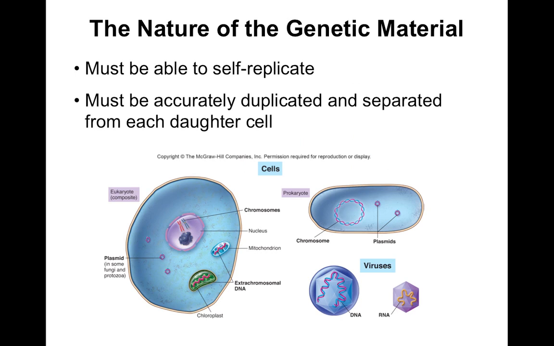So the genetic material must be able to self-replicate. If the genetic material can't actually replicate itself, the cell can't replicate. You need to be able to make a duplicate copy of your DNA so that when you create a new cell, it has the same genetic code as you did. And it must be accurately duplicated and separated into each daughter cell.